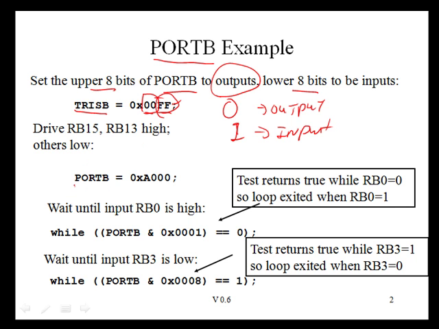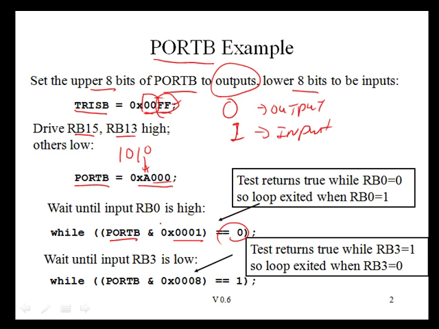In this case right here, we're assigning PORTB the value 8000. That would mean that, assuming that all bits of port B were outputs, RB15 and RB13 would be high because this written in binary is 101 for that upper 4 bits. The rest of the outputs would all be low. This code right here is testing one input on port B, the least significant input on port B, and seeing if it's equal to 0.